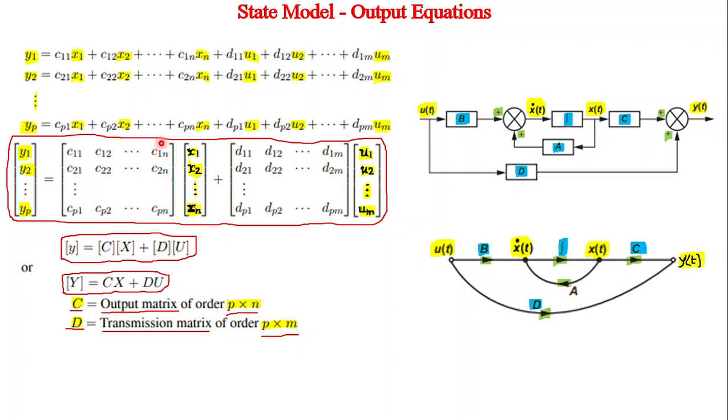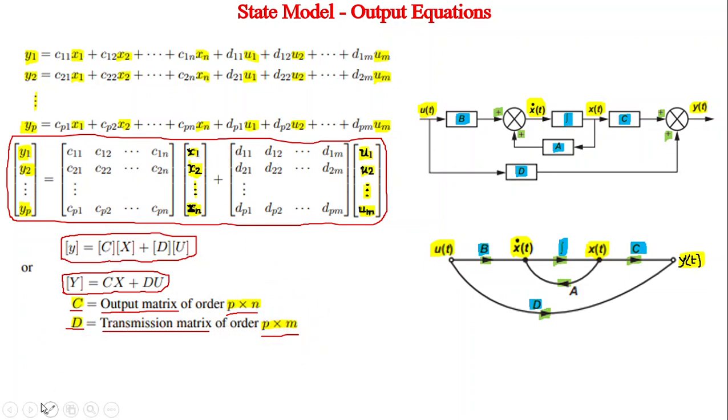Anyway, there we did not have any coefficients for u, but here we are writing them. We can have u1, u2, up to um, because it is an m by 1 vector. Therefore, what should be the order of this? Very simple. This is p by n, and this is n by 1. p by n times n by 1 is p by 1. Therefore, here we should have p by m, then only p by m times m by 1 matrix multiplication will give p by 1, that's all. Therefore, C is the output matrix of order p by n. D is the transmission matrix of order p by m.